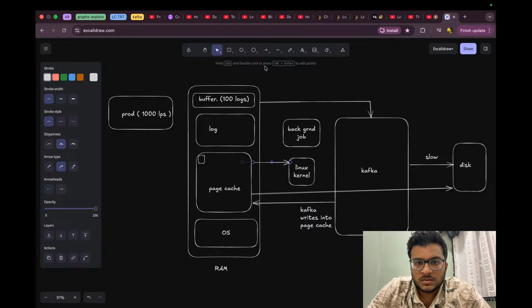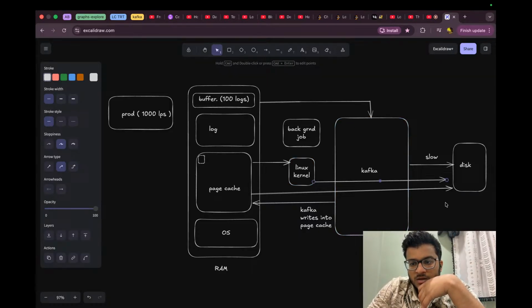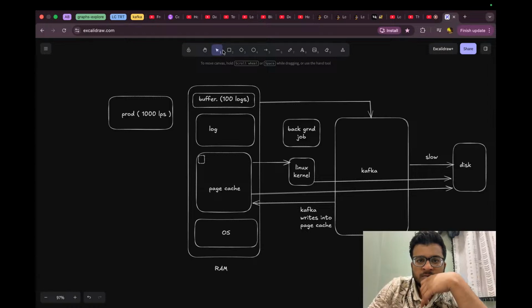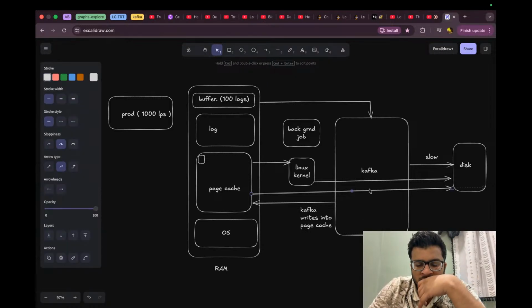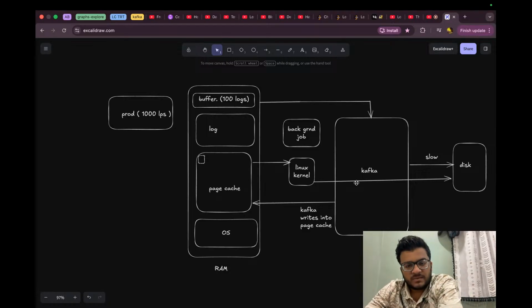How can we add this? I'm least bothered about diagrams, and I'm doing it because people watching my videos should get clarity. Yeah, now it looks perfect to me. Let me delete this line. Yeah, now it looks perfect to me.